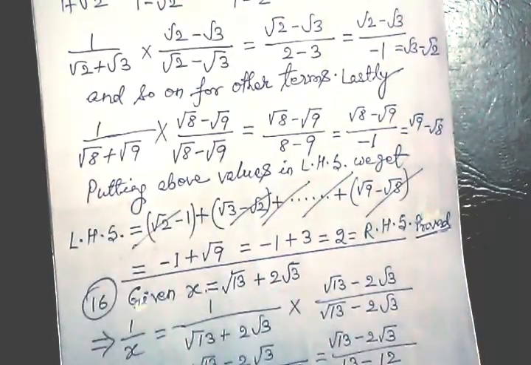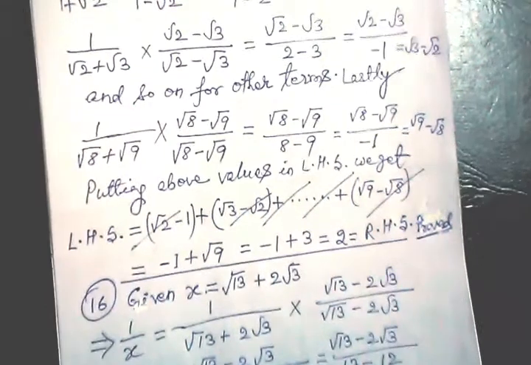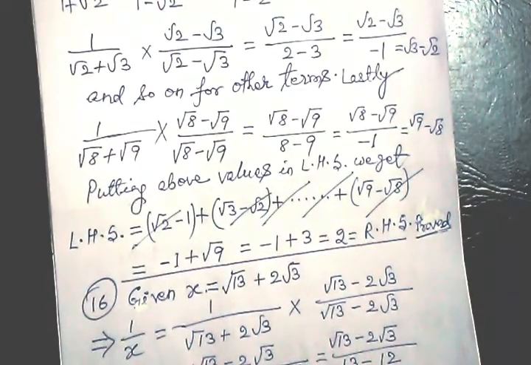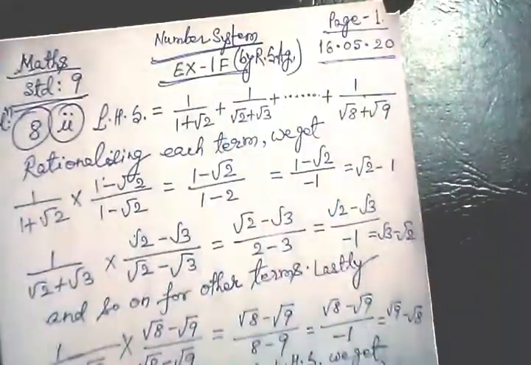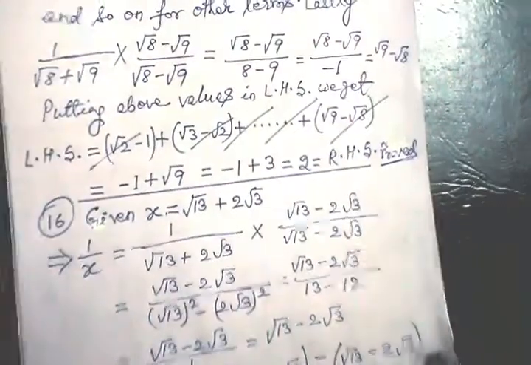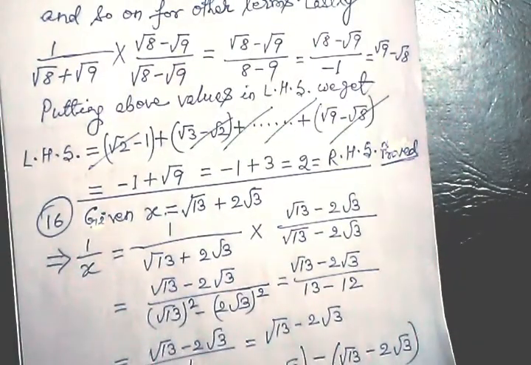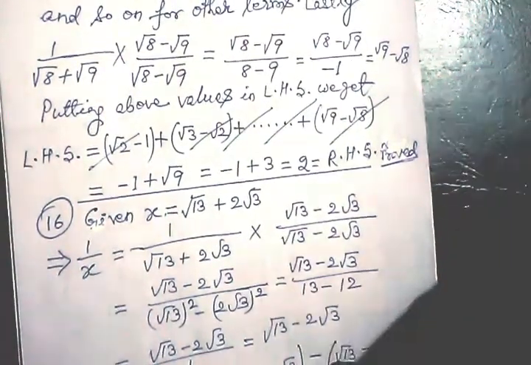Now, already we have obtained the rationalized values of each and every term. So, putting all these values in the LHS. This was the LHS part. So putting these values which we have obtained after the rationalization in the LHS, what will happen?